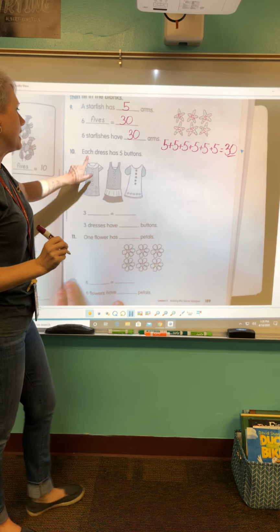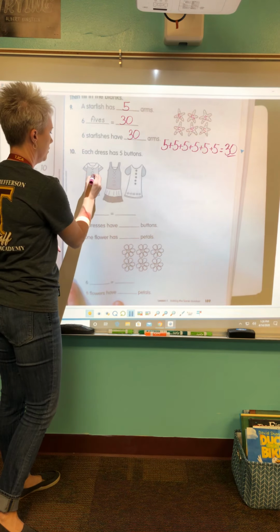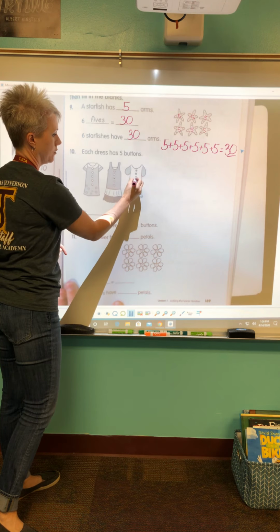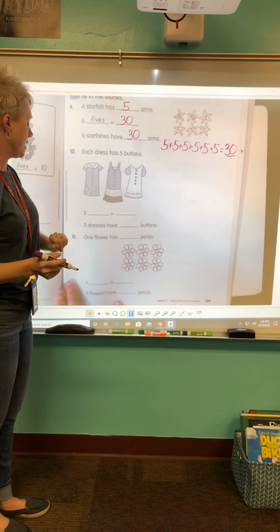Number 10. Each dress has 5 buttons. 1, 2, 3, 4, 5. 1, 2, 3, 4, 5. 1, 2, 3, 4, 5. So I have 3 dresses. Each dress has 5 buttons.